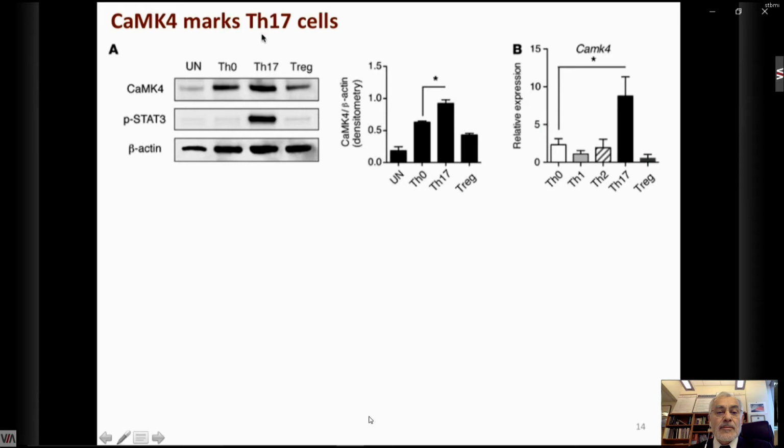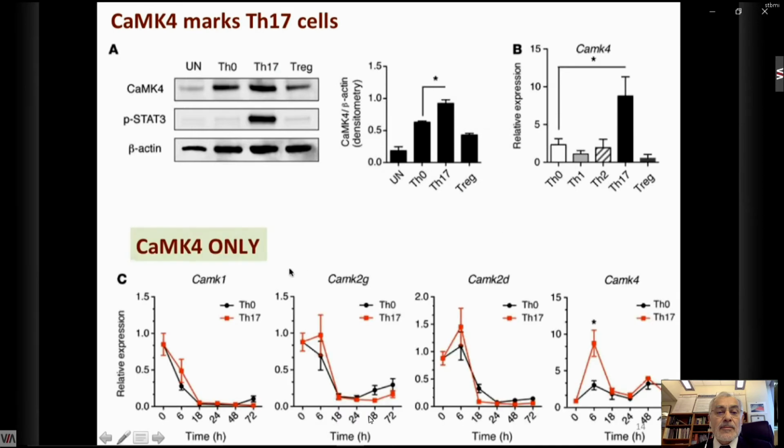Now, CAMK4 also marks T helper 17 cells, the TH17 cells. Here you can see that PSTAT3, which is a transcription factor that signifies TH17, is increased only in cells expanded in vitro under TH17 conditions and not in cells that are expanded under TH0 or regulatory conditions. Here is protein measured from different experiments, and here is the message.